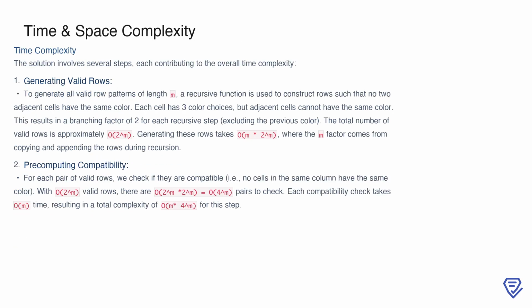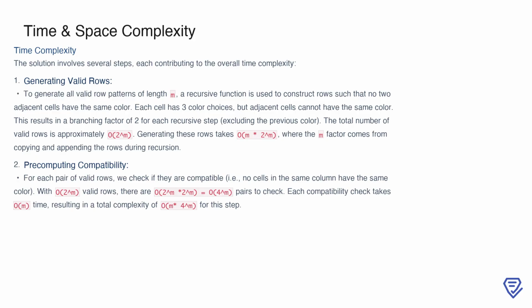efficiently. To analyze the time complexity of our solution, we start by looking at the process of generating valid rows. Here, we use a recursive function to construct row patterns of length m, ensuring that no two adjacent cells have the same color. While each cell has 3 possible colors, the adjacency constraint effectively reduces the branching factor to 2. This results in about 2^m valid rows. Since the recursive process involves appending and copying rows, the total time required for generating these rows is m*2^m. Next, we consider the pre-computation of row compatibility.